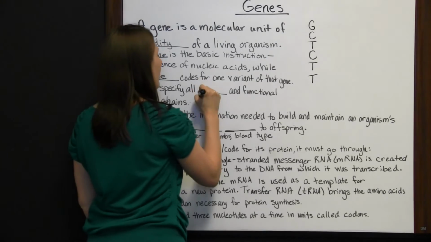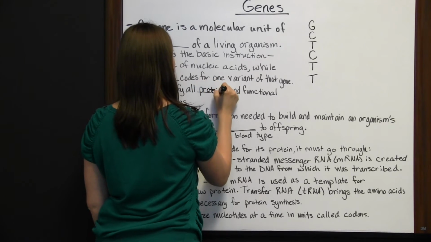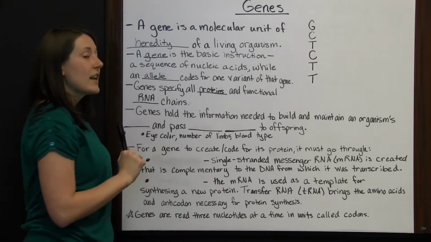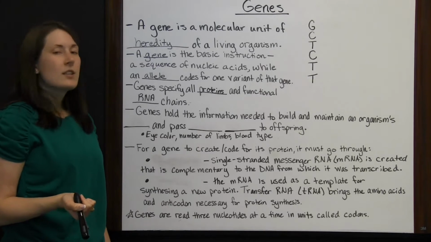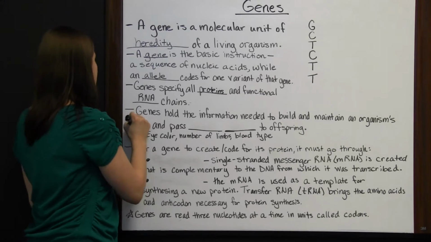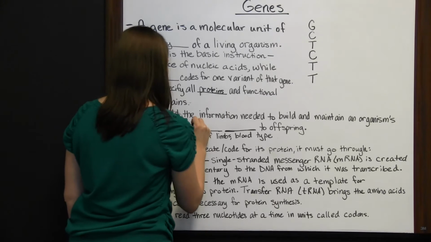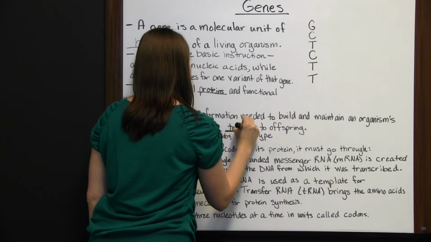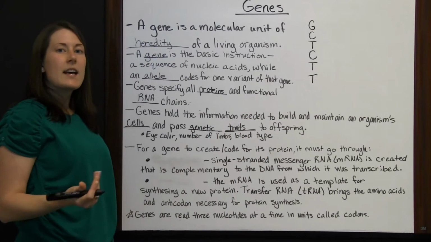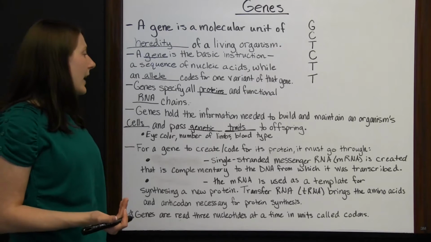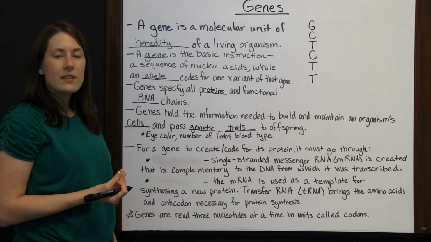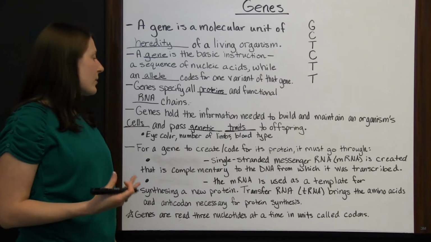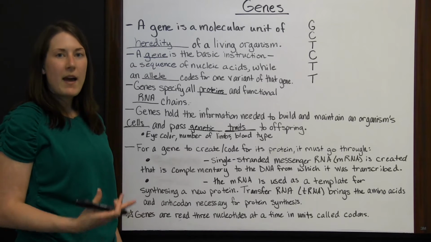Genes do specify all proteins and functional chains. So they specify how these are going to be created, the functional RNA chains. Genes hold the information needed to build and maintain an organism's cells and pass genetic traits to offspring. So where I was talking about two parents that could have brown eyes and still pass on the blue eye color, it's because of the alleles that they carry, whether dominant or recessive, whether you can see it as a physical trait or not. Your parents carried genetic traits and they passed those on to you.